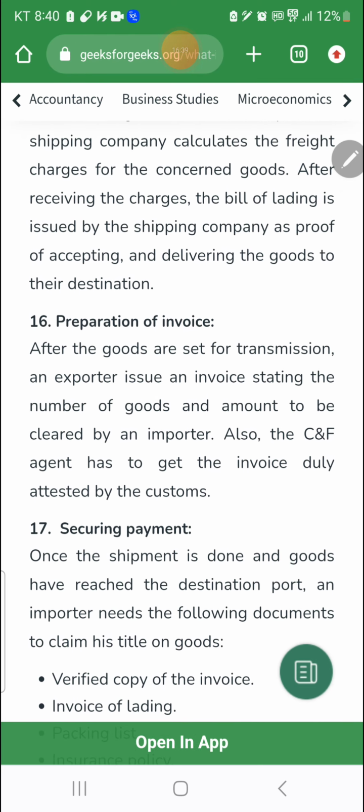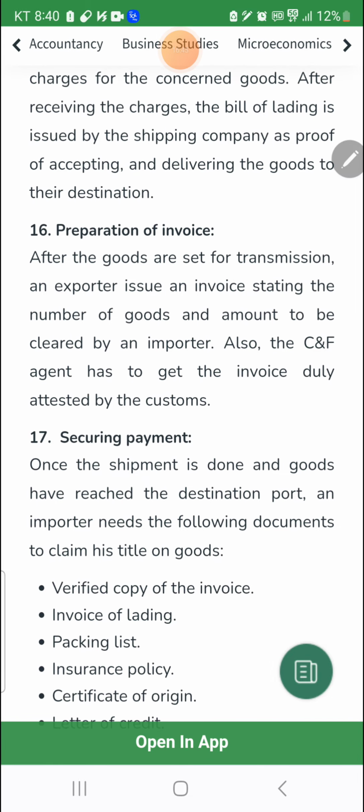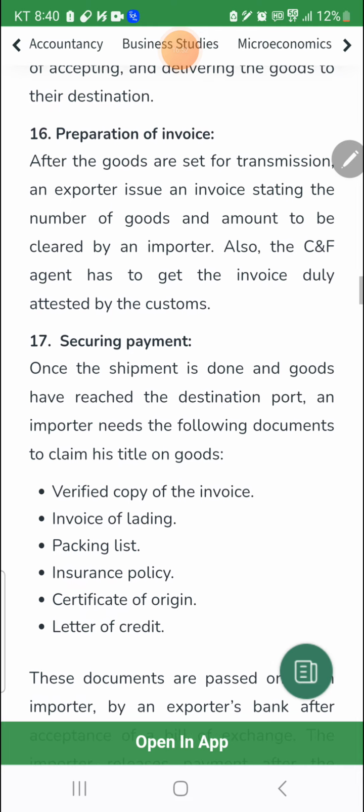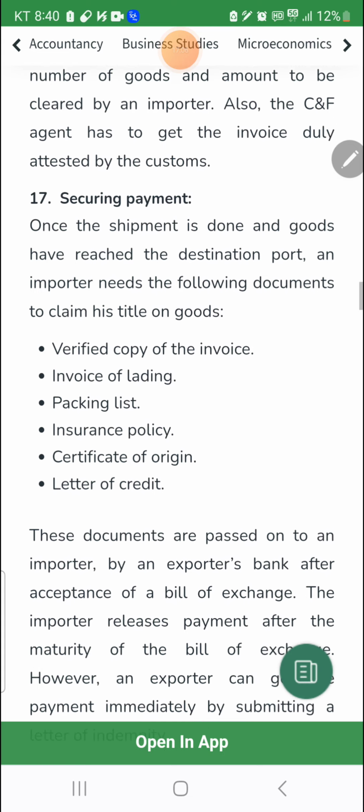16. Preparation of invoice. After the goods are set for transmission, an exporter issues an invoice stating the number of goods and amount to be cleared by the importer. Also, the CNF agent has to get the invoice duly attested by the customs. Attested, proved, additionally proved by the customs.